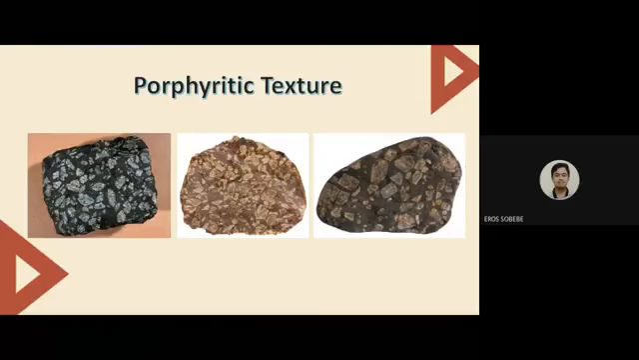Porphyritic rocks form through two stages of crystallization, where the magma partly cools below the surface of the earth, providing time for the large crystals to grow. Before it is extruded to the surface, it forms a fine-grained matrix, producing porphyritic texture. Igneous rocks can form either fine grain or coarse grain.